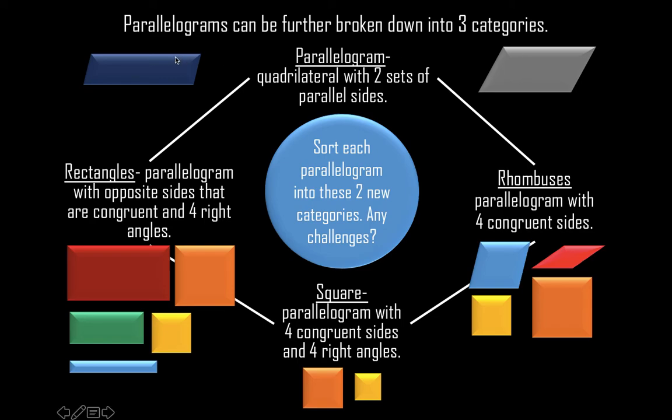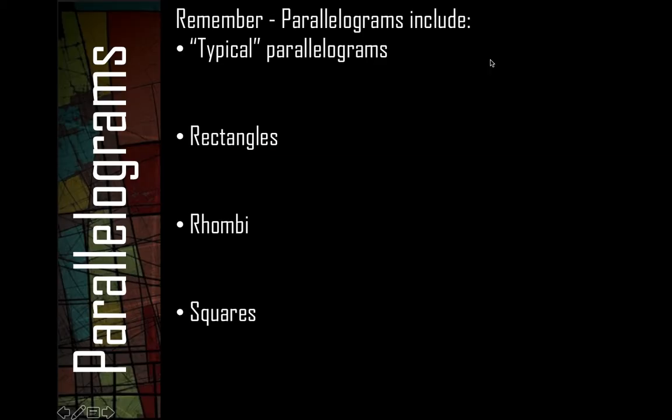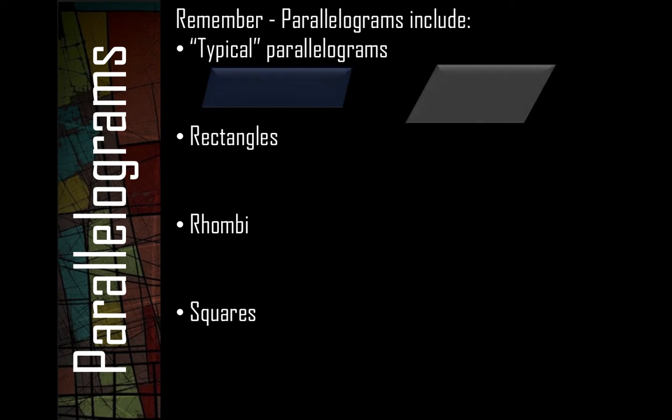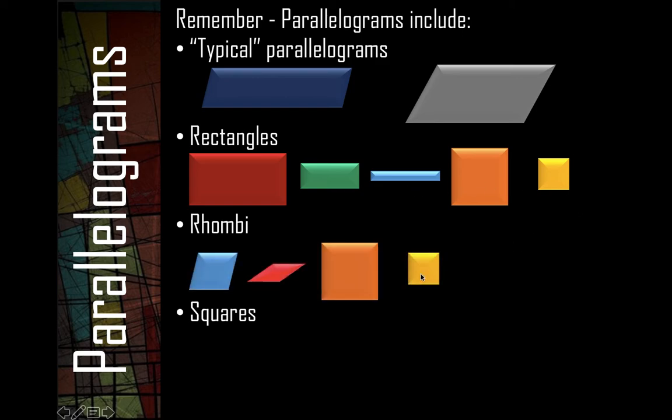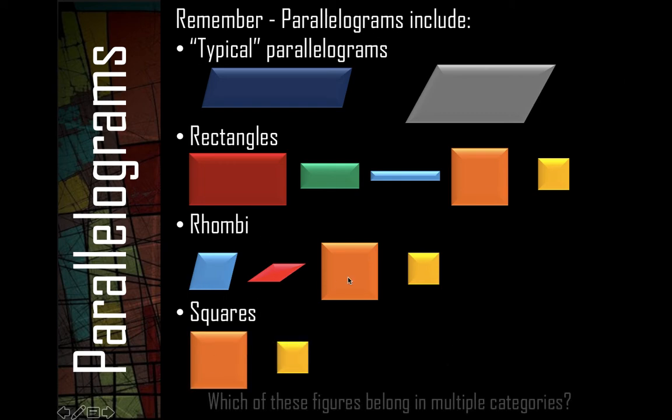So these two shapes up here are going to be rhombuses. So remember, parallelograms include shapes like these, so they're just regular shapes: rectangles, rhombuses, and squares. So that is what a parallelogram looks like.